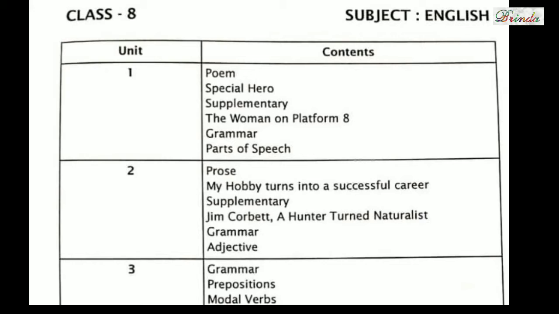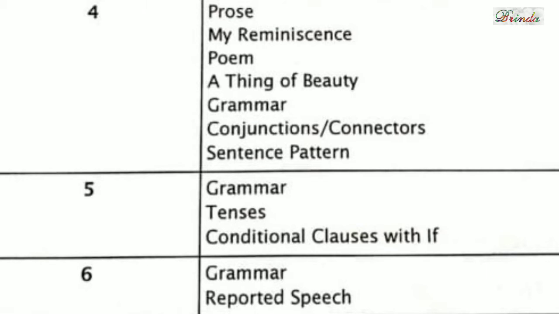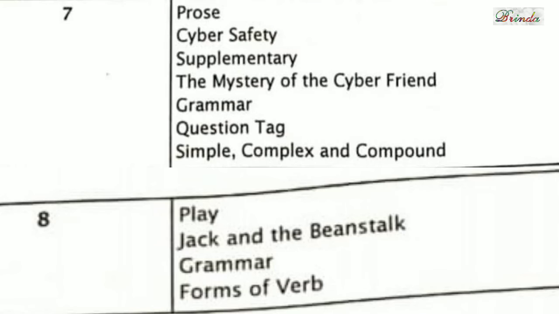In the third unit, grammar, prepositions and modal verbs. In the fourth unit, we see prose, My Reminiscence, and poem, A Thing of Beauty, grammar, conjunctions, that is connectors, and sentence pattern. In the fifth unit, we have grammar, tenses, conditional clauses with if, that is if clause. Then sixth unit, we have grammar, reported speech.